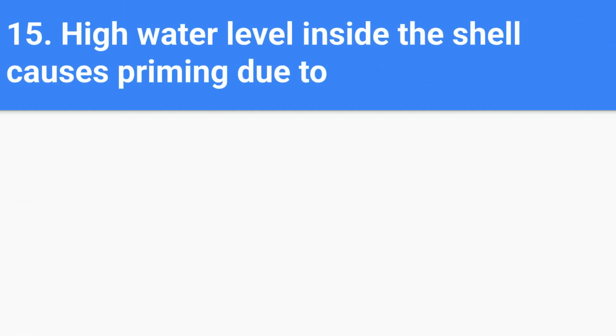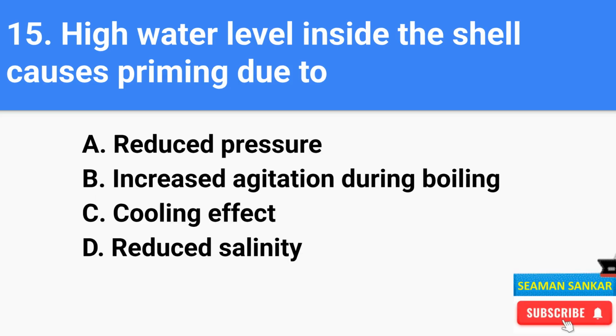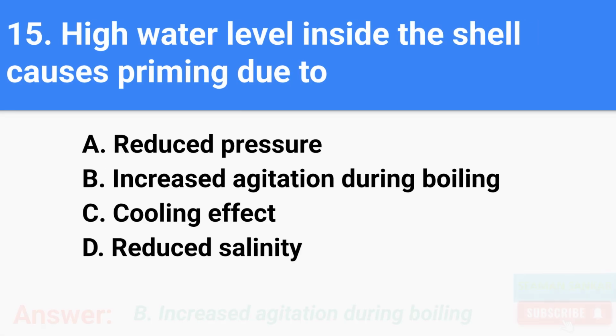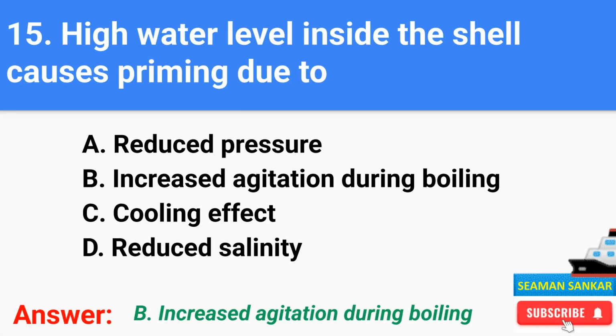Question 15. High water level inside the shell causes priming due to A. Reduced pressure, B. Increased agitation during boiling, C. Cooling effect, or D. Reduced salinity. The answer is B. Increased agitation during boiling. High water levels reduce the vapor space, leading to increased turbulence and agitation that carries saltwater droplets into the vapor.